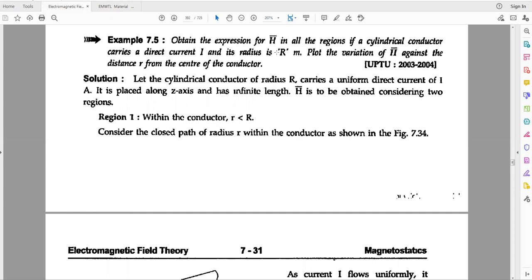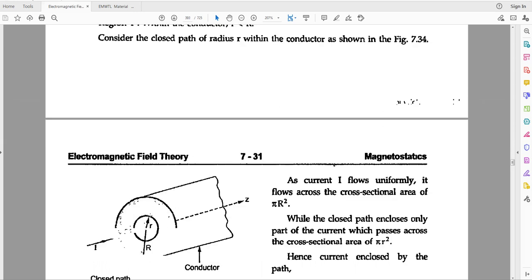Obtain the expression for H bar in all the regions of the cylindrical conductor carrying the current I, with radius R, and plot the variation of H bar against the distance r from the center of the conductor. Let the cylindrical conductor have a radius of R. So here the radius R is there.